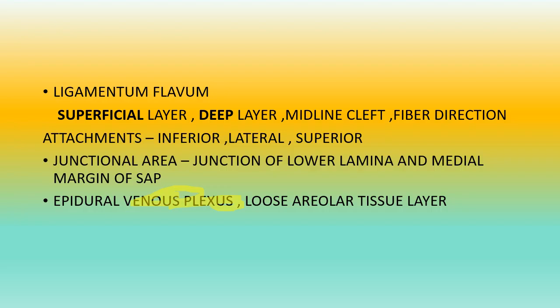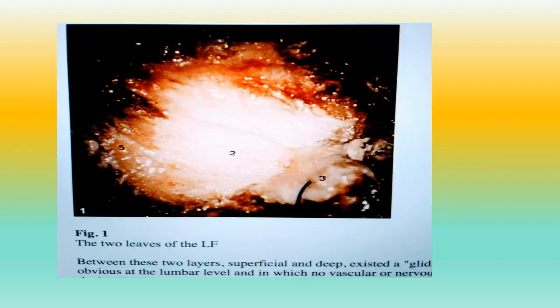Ligamentum flavum has two layers, superficial and deep layer, and there is a union, midline cleft, and its fiber direction. There are attachments: inferior attachment, lateral attachment, superior attachment. Then there is the junctional area, the junction of the lower lamina and medial margin of the SAP. Then epidural venous plexus and all loose areolar tissues.